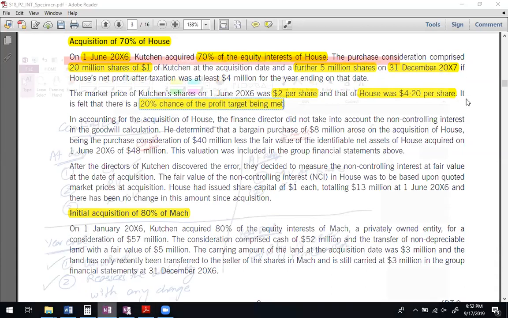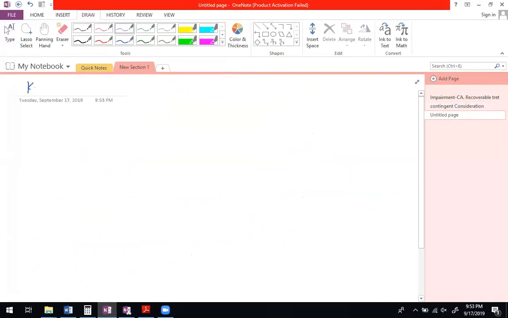If I quickly solve the question of Kuchin, we are giving shares, how much? 20 million shares of $2 each. So $40 million is given in the form of share exchange.